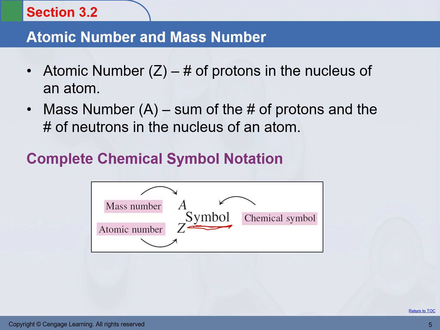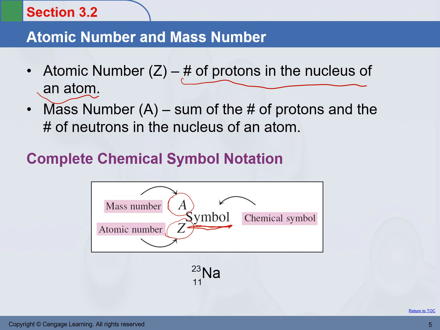And on the upper left corner, you're going to write the mass number, which is the total number of protons and neutrons. At the bottom left, you're going to indicate the atomic number, which is the number of protons and electrons. Number of protons equals the number of electrons.